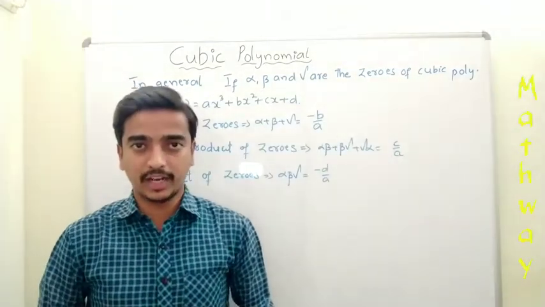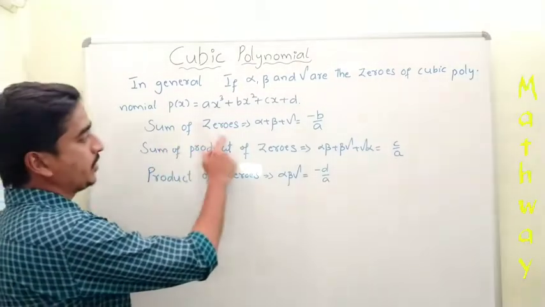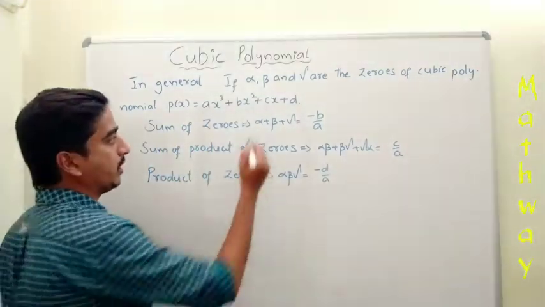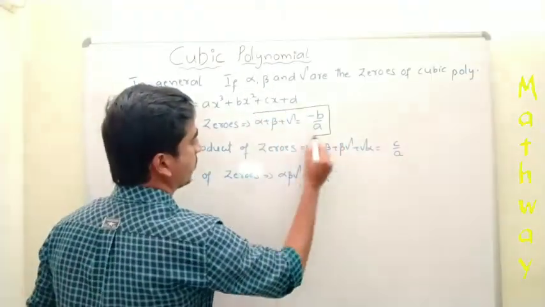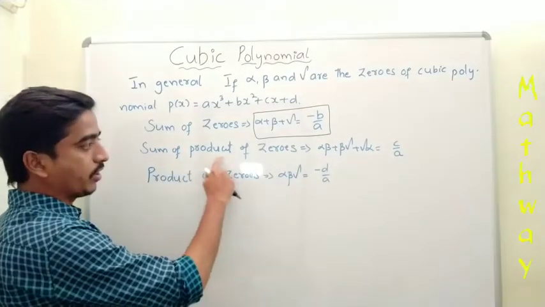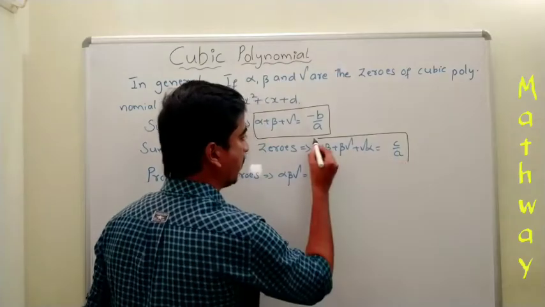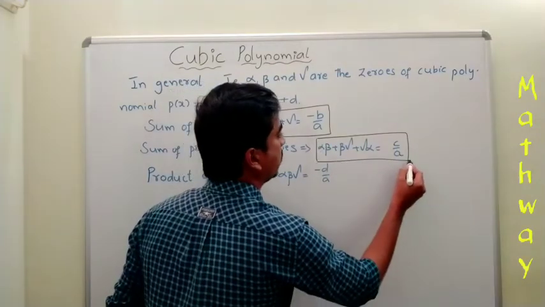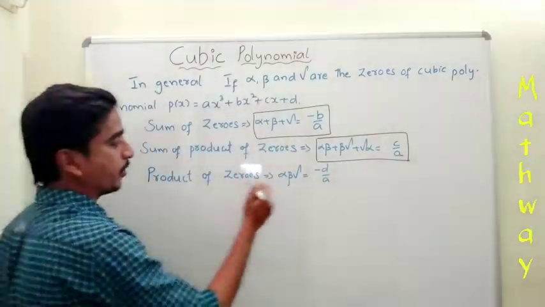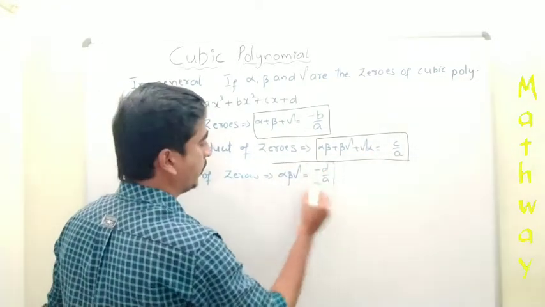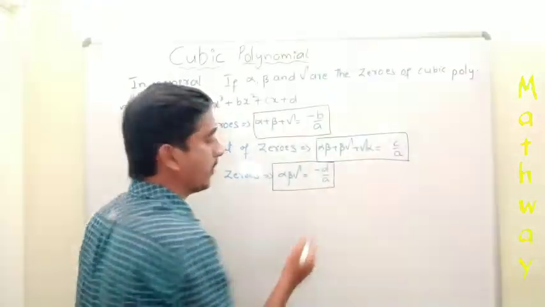So by this we can conclude that the sum of the zeros of cubic polynomial is minus b by a. The sum of the product of zeros of cubic polynomial, that is alpha beta plus beta gamma plus gamma alpha, is equal to c by a, and the product of the zeros alpha into beta into gamma equals minus d by a.